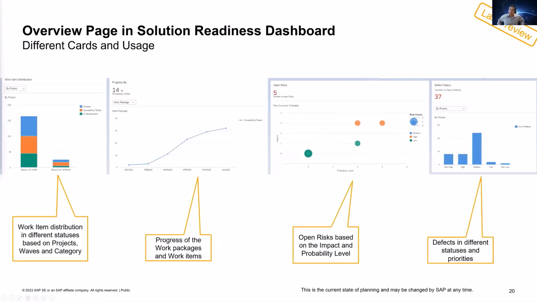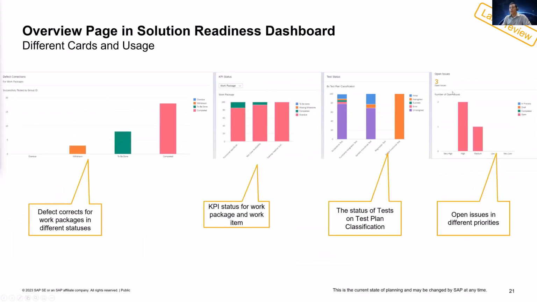Now, if you're working with work packages, you would also like to get the information about these work packages based on different projects, waves, and so on. So this is already provided out of the box. The progress for the work packages, the work items, the number of open risks that are available, and different defects and the defect statuses based on the priority and different statuses is provided.